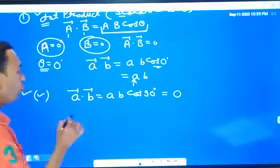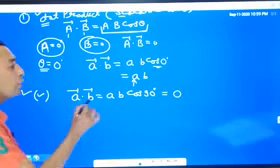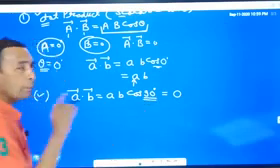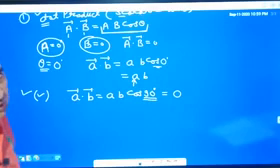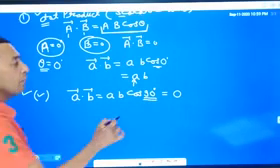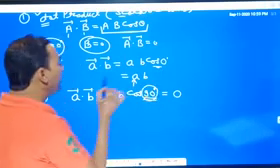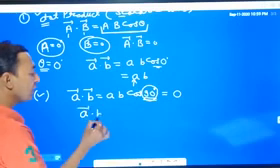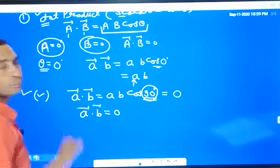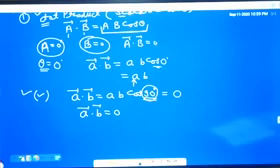This is a very important condition. If two vectors are perpendicular to each other, what is the angle between these two vectors? That is 90 degrees. When the angle between two vectors is 90 degrees, two vectors are perpendicular to each other, then the dot product of those vectors becomes 0.